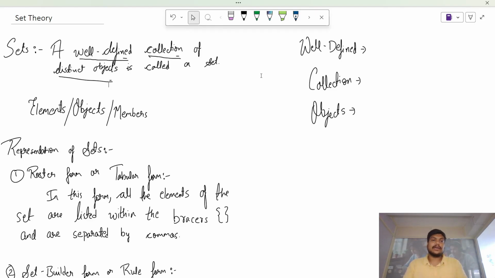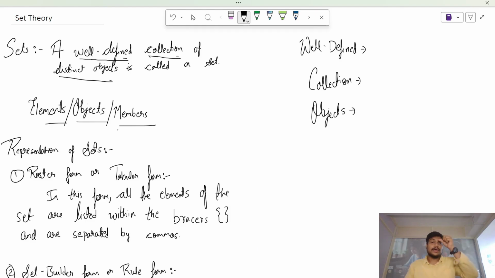This is the difference between a collection and a set. If a collection is well defined, then I would call it a set. If not, then it is just a collection. Now a collection is made up of objects, and objects could be whatever we are collecting: books, pens, students, buses, cars. And we also call the object an element or member. So if I say element of a set or object of a set or member of a set, I am referring to the same thing. It's just different words or terminologies to represent the same thing.